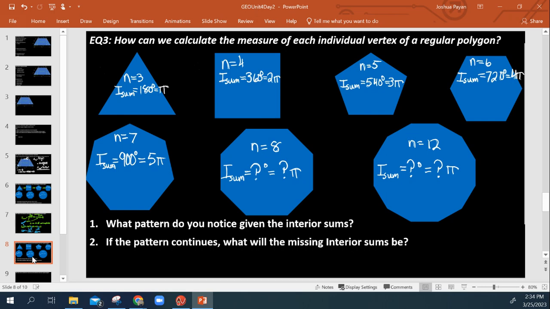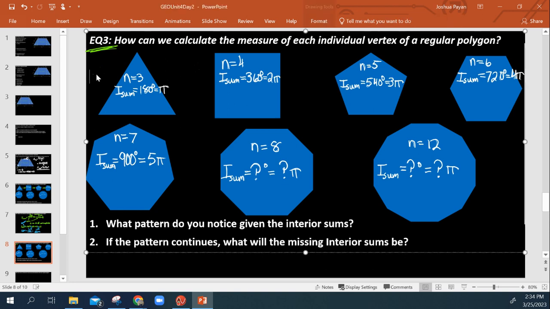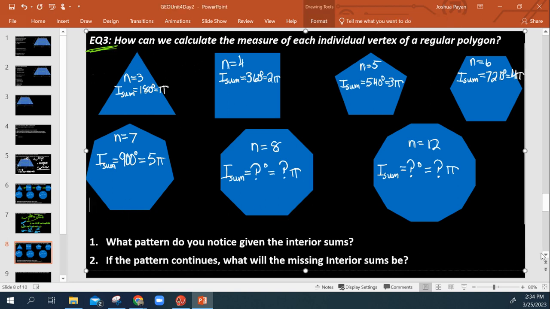Okay, so this is going to be the final video for day 2 of unit 4, and in it we are answering EQ3 right here, which is how can we calculate the measure of each individual angle on a regular polygon. So now we're talking about regular polygons, meaning all the side lengths and the angles are congruent to one another.